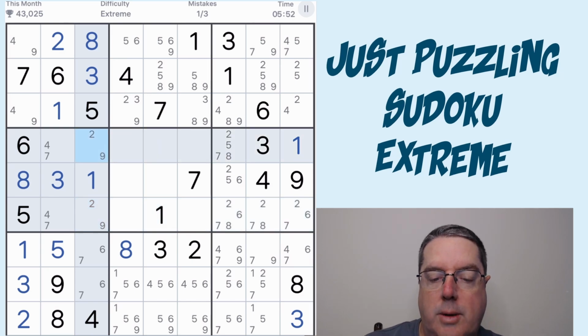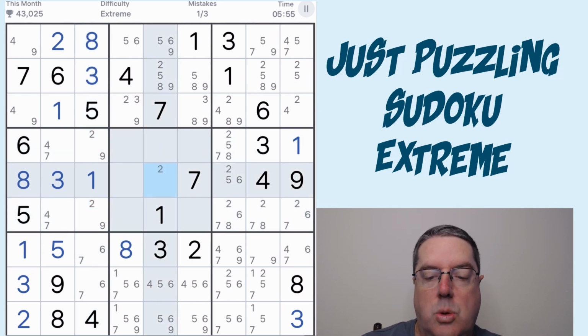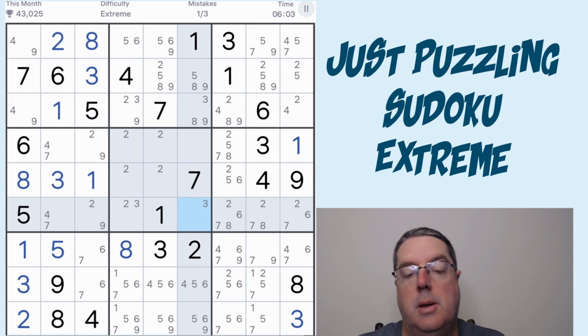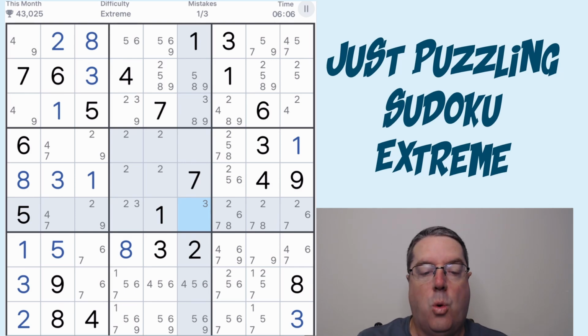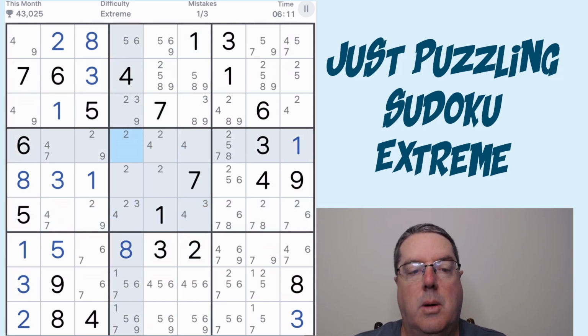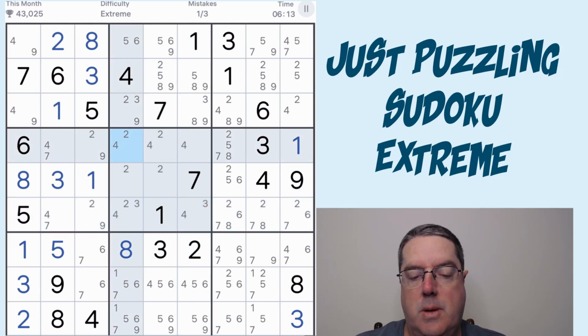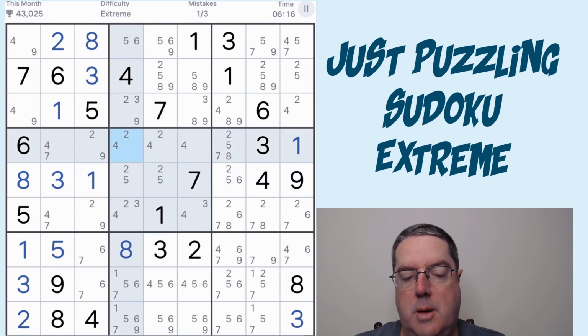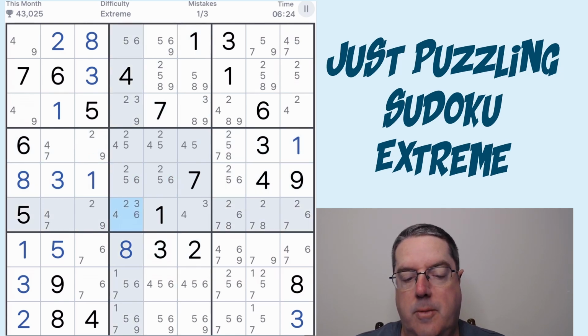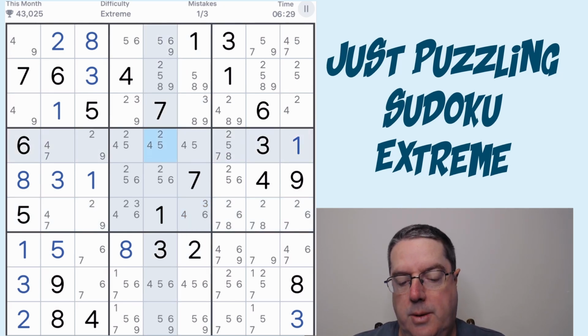Okay, 1 is there. 2s are all over. 3 can be the bottom 2 in the bottom row. 3, 4. 4 can be in those. 5 could be in those. 6 can be in these. 7. 8 can be in these.